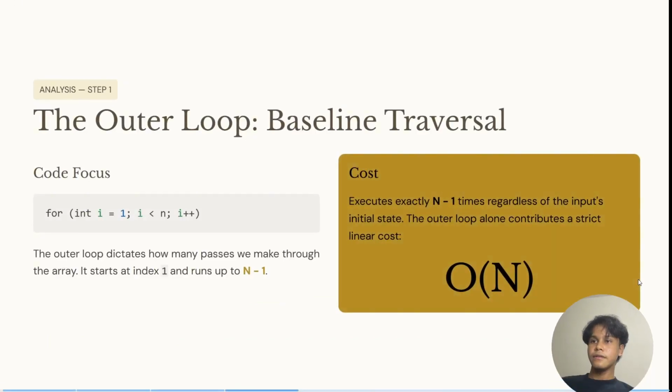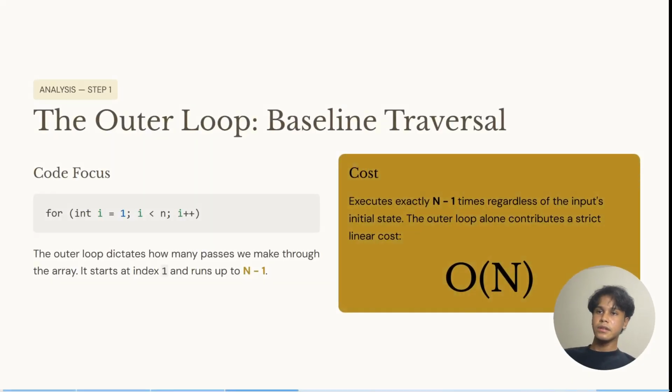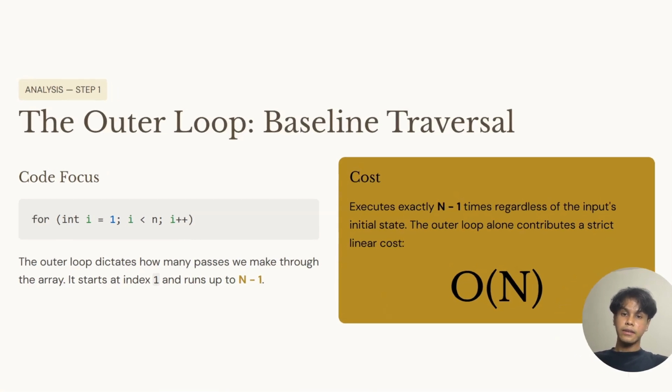Now that we have verified the execution, let's break down the mathematical working step by step to determine its Big O complexity. First, we look at the outer for loop, and this loop acts as our baseline traversal. It starts at index 1 and runs up to n-1, where n is the total length of the array. Because this loop must execute exactly n-1 times regardless of what data is inside the array, the time complexity for this outer loop is strictly linear, or O(n).